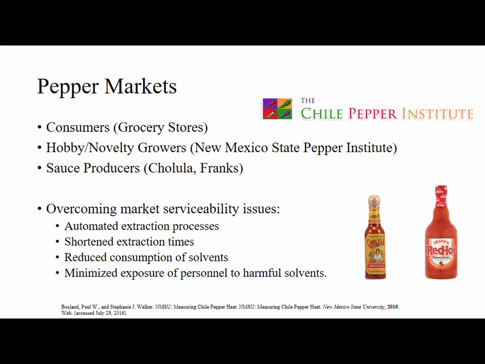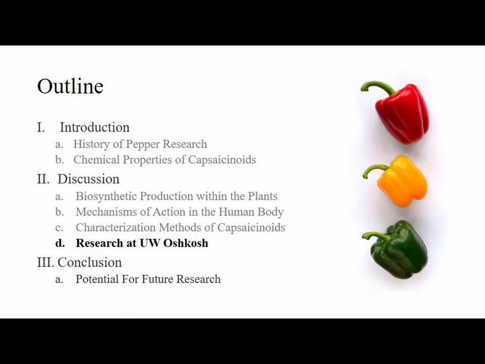What I mean by markets is there's actually a few different markets that you can target with this kind of research. First, you have your consumers, so that would be your grocery store, all of you buying peppers. And then you've got your hobby novelty growers, such as New Mexico State Pepper Institute. And then you also have your salsa and sauce producers. Two to note would be Cholula and Frank's. And along with these markets, they're going to have various demands. So overcoming some of these market serviceability issues would include automated extraction procedures, shortened extraction times, reduced consumption of solvents, and minimized exposure to the personnel performing these experiments.